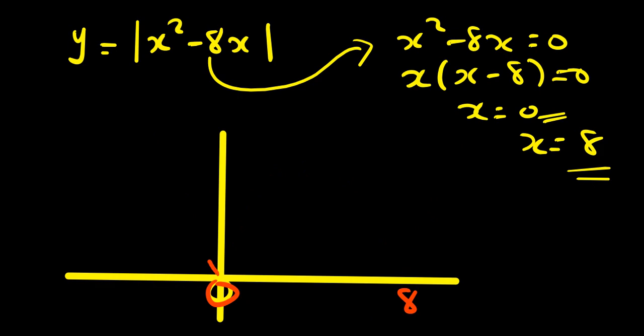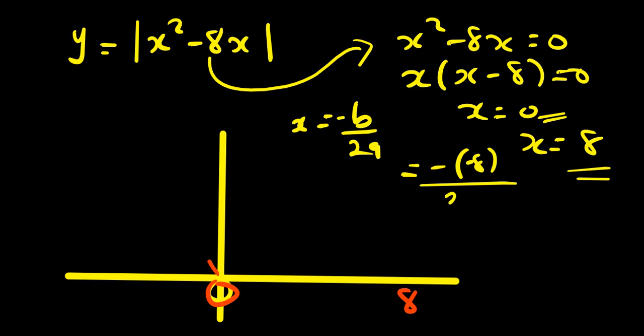How do you find the turning point? You just say x is equal to negative b over 2a. Our negative b will be negative negative 8, over 2a, where a is 1. So on top we have 8 over 2, that is just 4. So we have a point 4, and 4 is for x. So 4 is here. Now what will be the y value at that point?